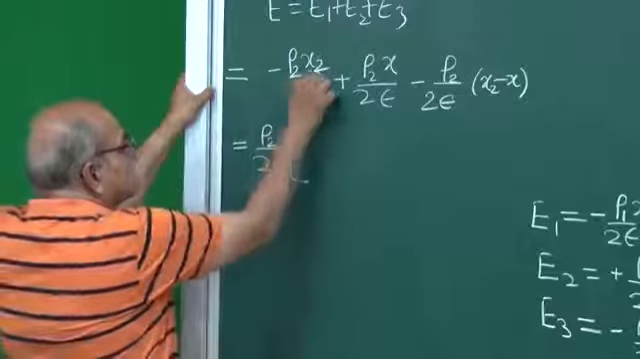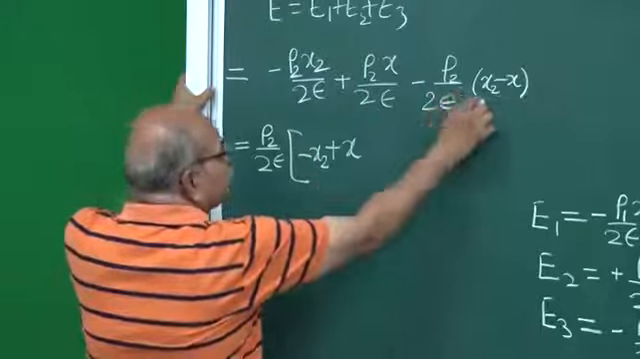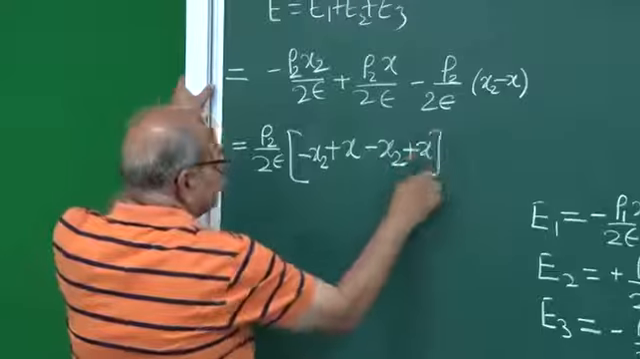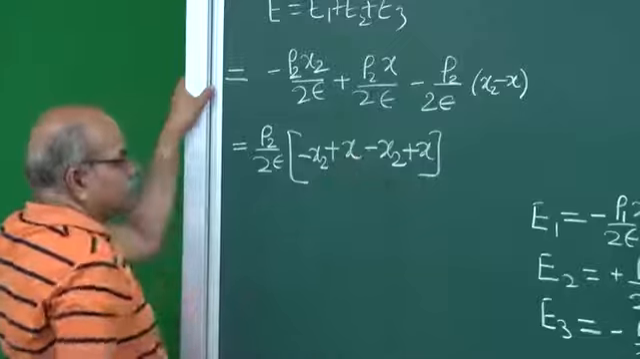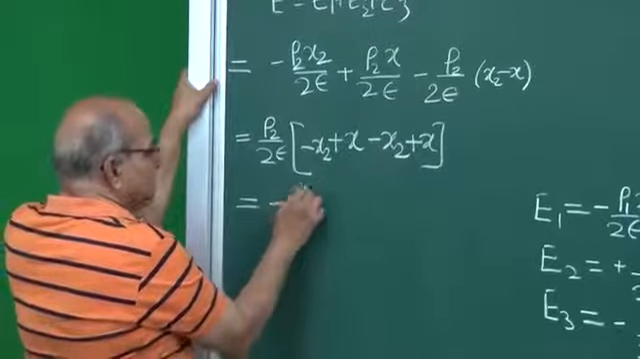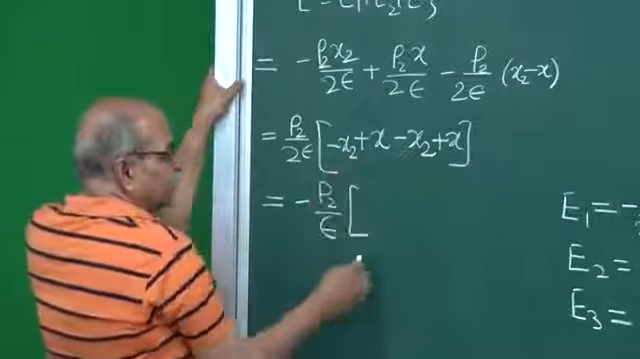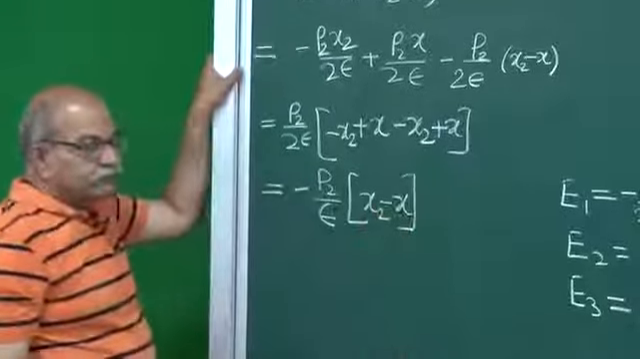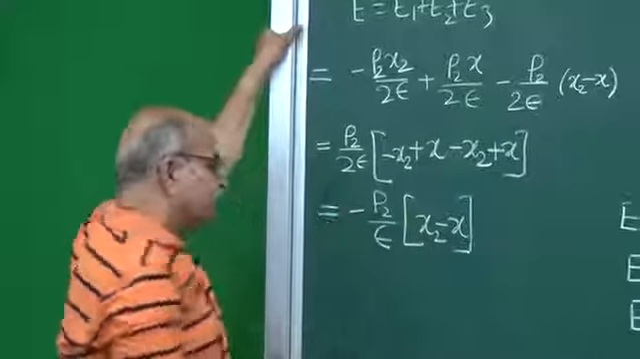What is left? Minus x2 plus x, then minus x2 plus x. So 2 times x minus 2 times x2. You can put a minus sign outside: minus rho 2 over 2 epsilon, because that 2 can cancel. And then you have x2 minus x. Since x2 is greater than x, that's why I am writing x2 minus x with a minus sign here.